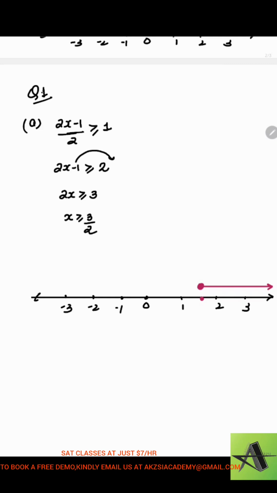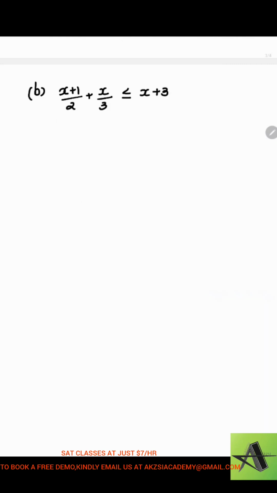Let me solve one more question. Now here it's a fractional one. So first we have to solve the fraction which is on the left hand side. Clearly 2 and 3 are the denominators and we have to make the denominators the same by finding their LCM. LCM of 2 and 3 is 6. So I need to make the denominator 6. I'm writing the question as it is here, which is (x plus 1) over 2 plus x over 3 less than or equal to x plus 3.